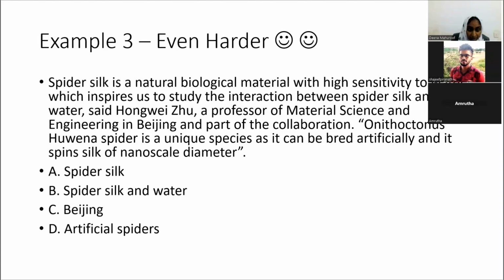It doesn't focus on Beijing or artificial spiders. It says spider silk, or it could be spider silk and water. So if you do not read the whole sentence and do not understand what it means, you might think, okay, spider silk is in the text as well, maybe it's spider silk. But no, if you really read through and understand the sentence, it says spider silk, blah blah blah, with high sensitivity to water, which inspires us to study the interaction between spider silk and water. So you know the answer for this question: spider silk and water. It's not just spider silk.